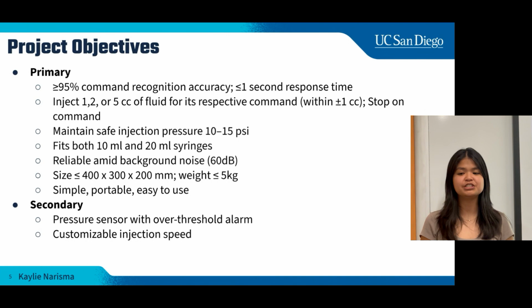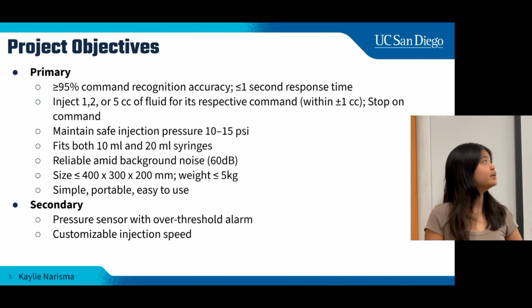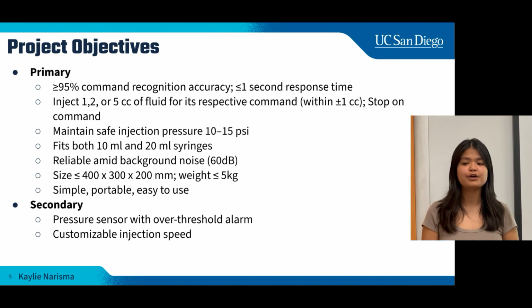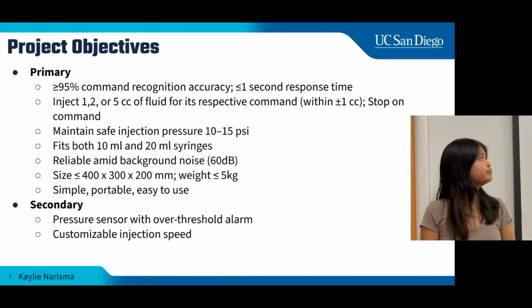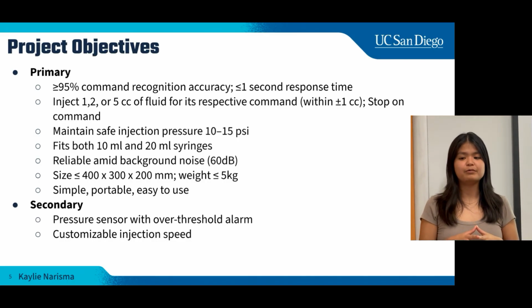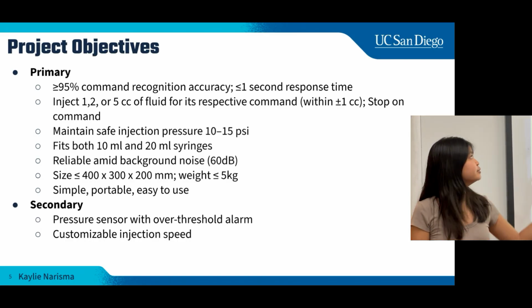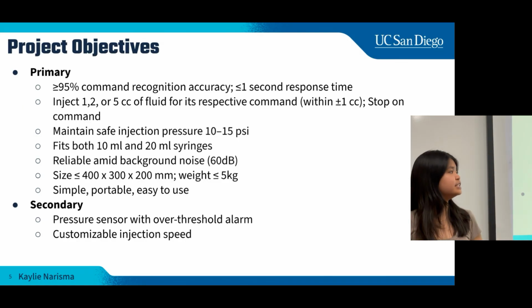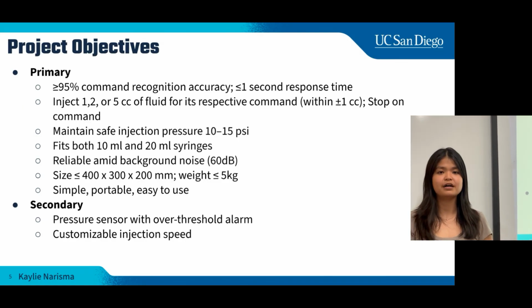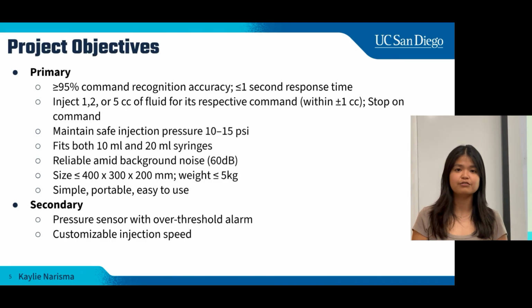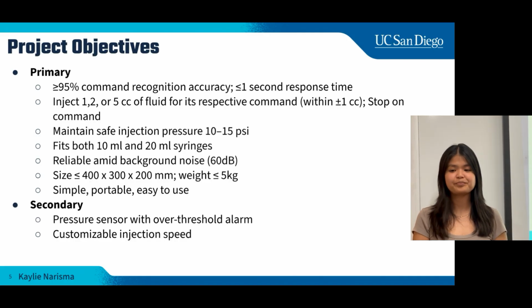For our voice activation system, we are required to reach a minimum of 95% recognition accuracy with a minimum of 1 second response time. It also was required to recognize 3 different injection profiles, which include 1 cc, 2 cc, or 5 cc, and for each command, respectively, have a tolerance of plus or minus 1 cc, and additional commands such as stop and aspirate. Lastly, for our voice recognition, it should be reliable amidst background noise.